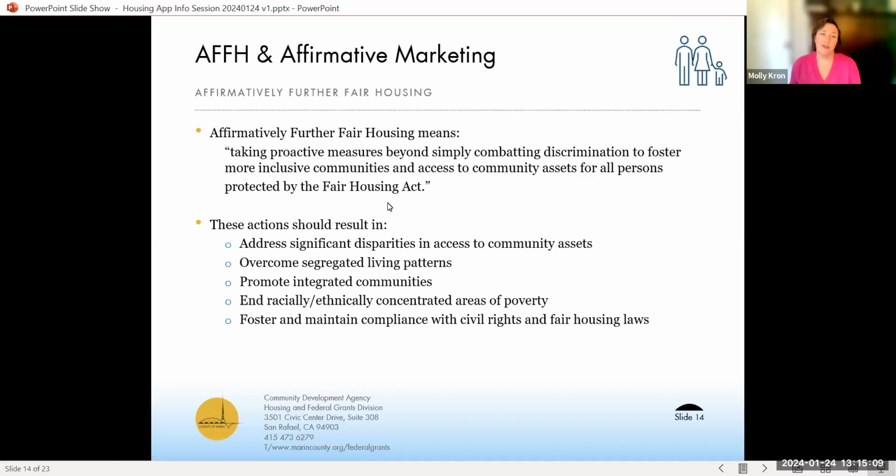I want to go into what affirmatively furthering fair housing and affirmative marketing are, just to add some clarity here. So affirmatively furthering fair housing means to take proactive measures beyond simply combating discrimination, but to foster an inclusive community and create additional access to community assets for all people, and specifically those protected by the Fair Housing Act. What this would result in is addressing disparities in our community and access to resources, access to housing, and overall opportunities. These actions should overcome patterns of segregated living. They should promote more integrated communities and end racially and ethnically concentrated areas of poverty. And finally, really foster and maintain compliance with our civil rights and fair housing laws.